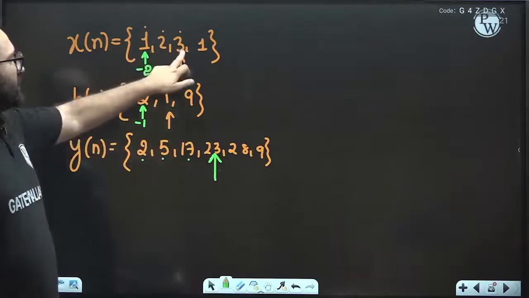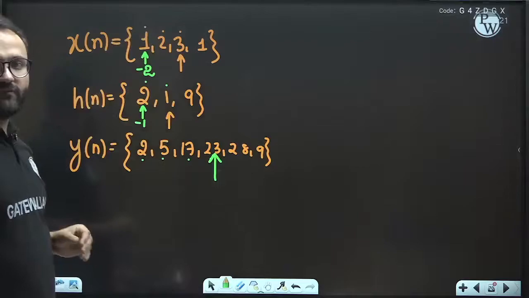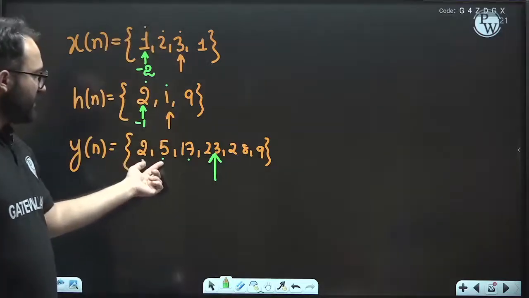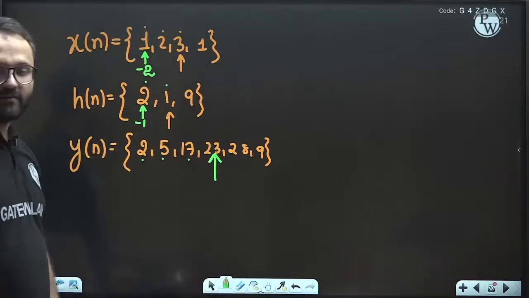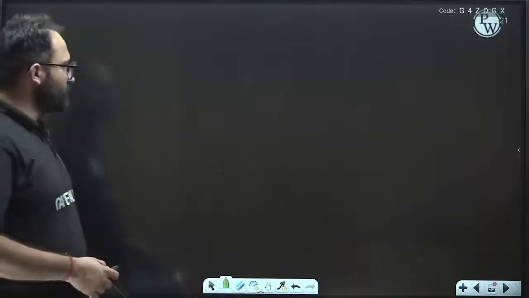This is the zero location. So this is -2. This is the zero location. This is -1. So if we use the width property, the starting point will be -3 in yn. So this is -3, -2, -1, 0. So this is the zero location. So like this, you can get the answer. You can easily solve this also. There are no issues in it.